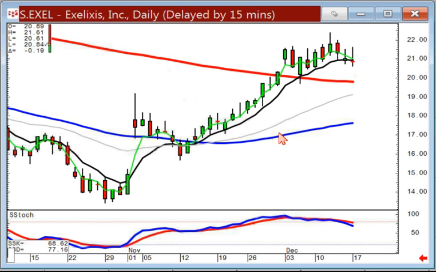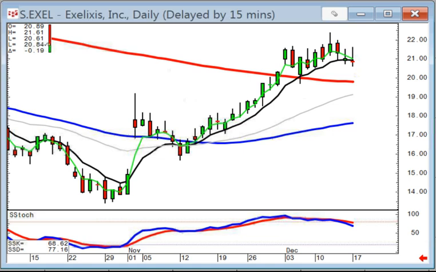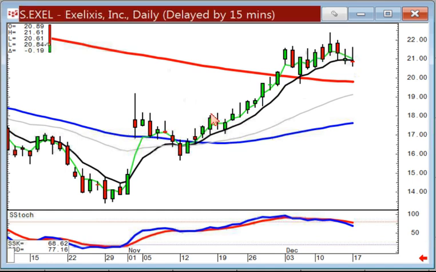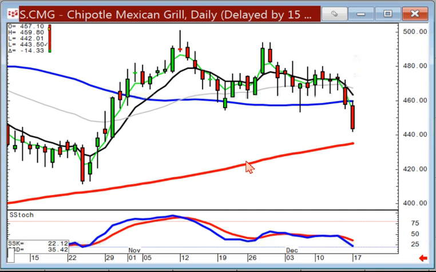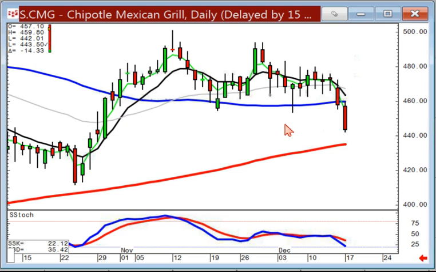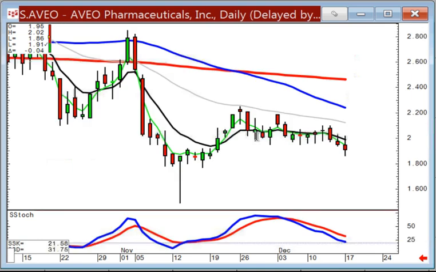EXEL, very simple. It's going to move in the direction of how they open this one tomorrow. Chipotle. Notice the doji gap down. More than likely, there's your first target. AVEO. Nothing. You probably can't be short this one because it's below $5. You should be out of this one.